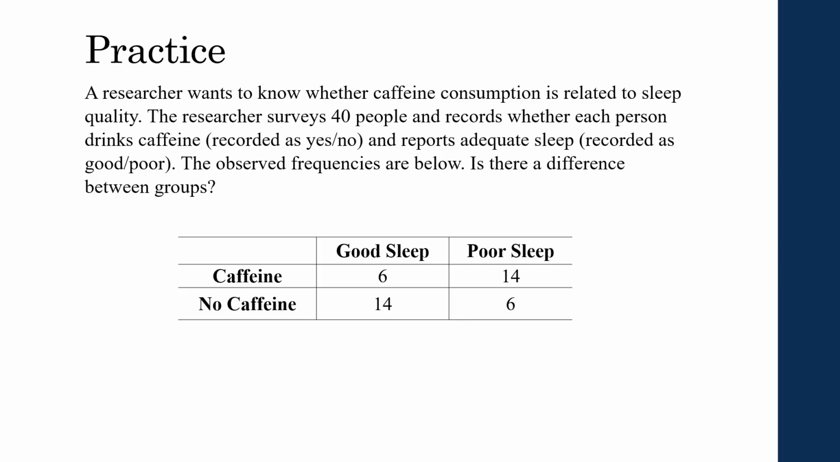A researcher wants to know whether caffeine consumption is related to sleep quality. The researcher surveys 40 people and records whether each person drinks caffeine, recorded as a yes versus no, and reports adequate sleep, recorded as good versus poor. The observed frequencies are below. Is there a difference between groups? Pause to solve. The answer will be shown in 5 seconds.